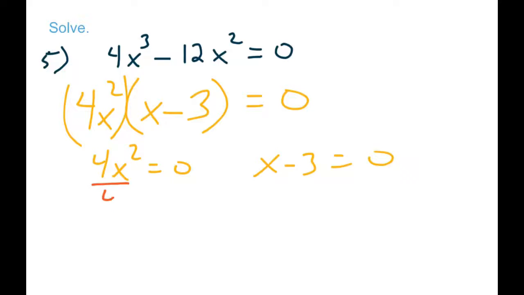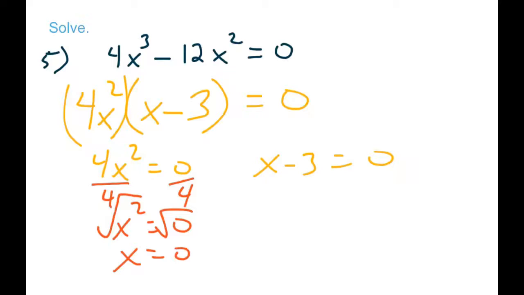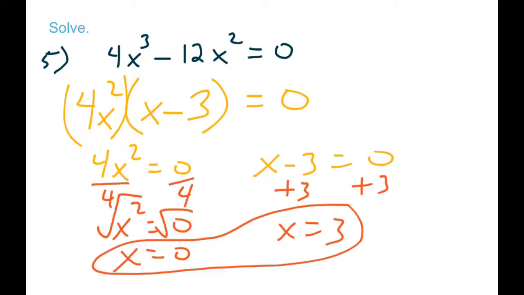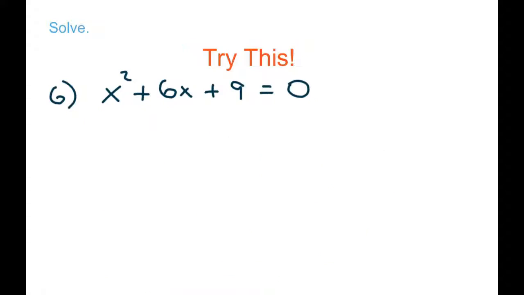Alright, let's divide by 4 on both sides. X squared equals 0. Take the square root of both sides, and x equals 0. Add 3 to both sides. X equals 3. So either x is 0 or 3.